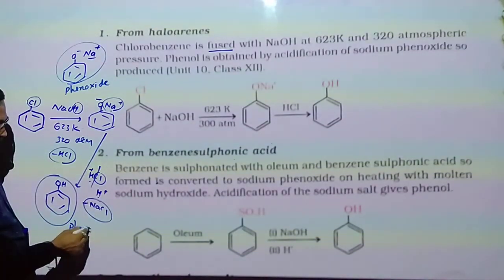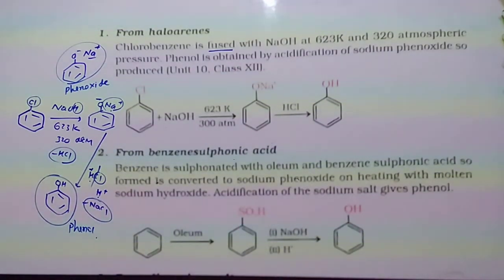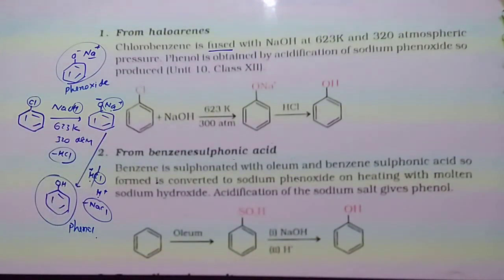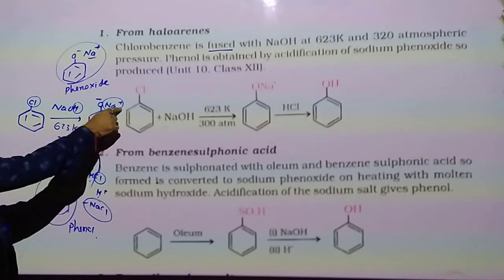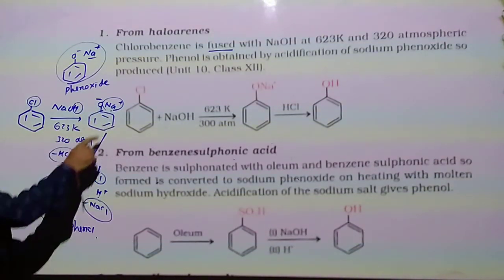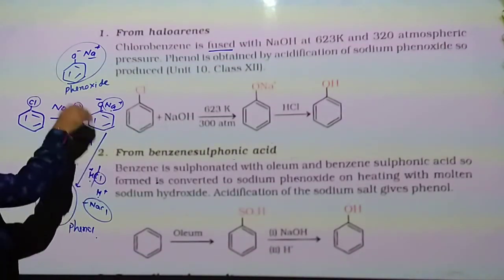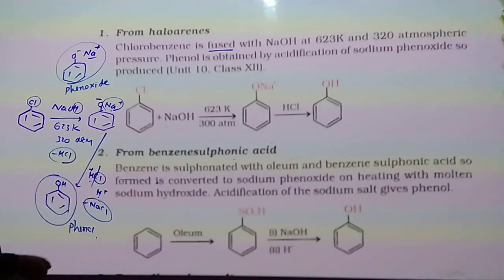This is the first method, from chlorobenzene. Chlorobenzene is dissolved in NaOH at high temperature, 623 Kelvin and 320 atmospheric pressure. So it gives sodium phenoxide: positive ion sodium first in reading, then negative phenoxide. We are acidifying, adding acid. Na plus is replaced by H plus, so it gives phenol.